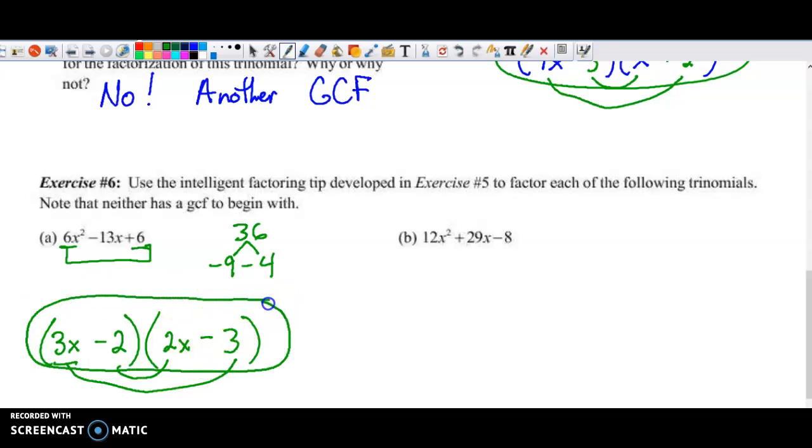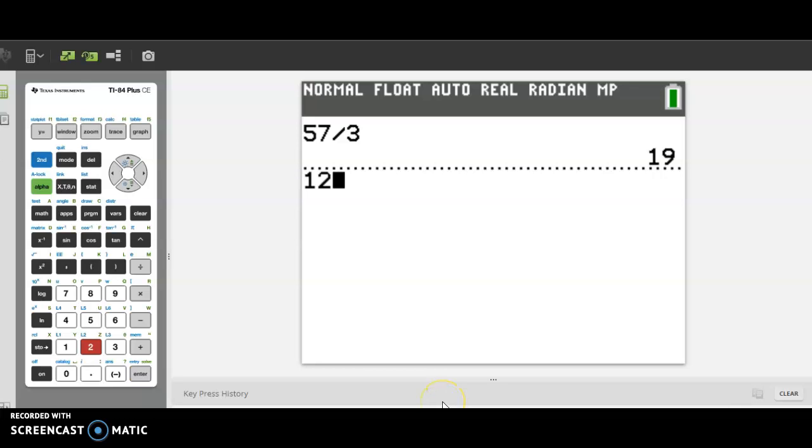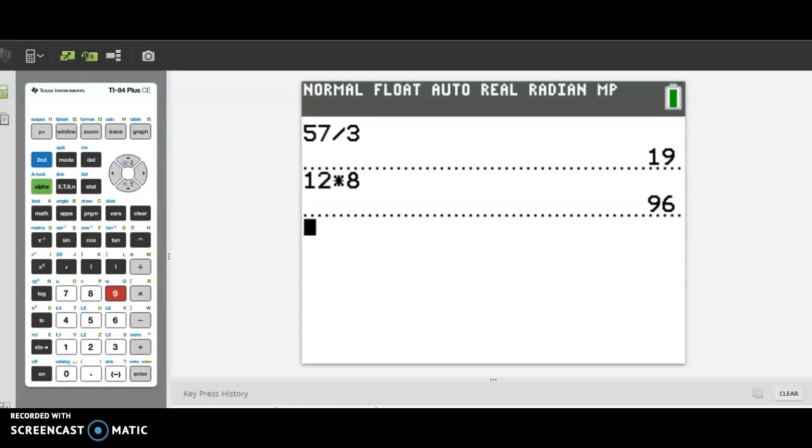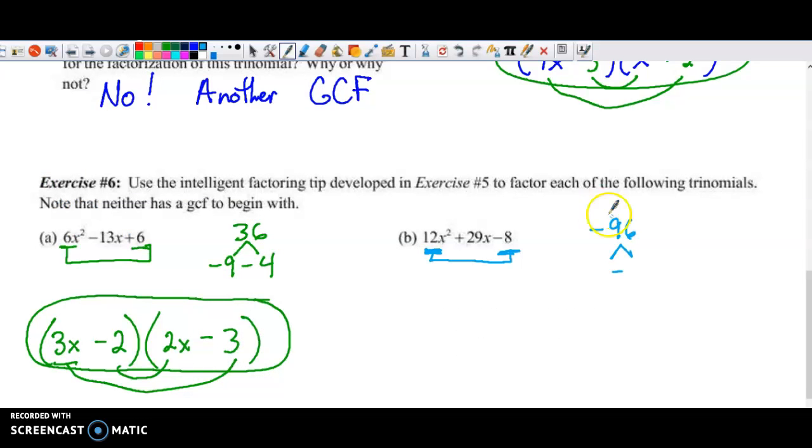And obviously I have a lot of practice doing this, so you might not be ready just to have intelligent guesses. I can talk more about other options outside of this video. So 12 times negative 8 is negative 96. And we need factors of negative 96 to give us 29. And they have to subtract, so I might just try 96 divided by 3. 32 minus 3.